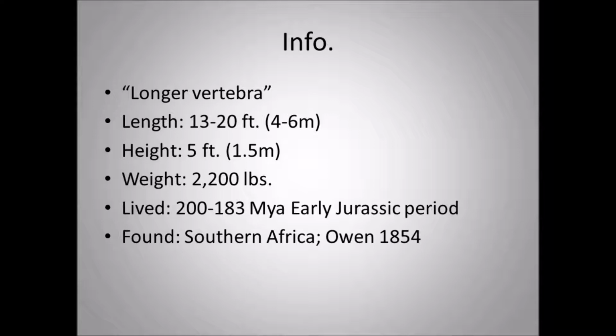Some information about it, Massospondylus. Massospondylus means longer vertebrae, length 13 to 20 feet or 4 to 6 meters, height 5 feet or 1.5 meters, weight 2,200 pounds, lived 200 to 183 million years ago in the early Jurassic period, found in southern Africa, and was described by Sir Richard Owen in 1854. The guy that coined the word dinosaur actually got to describe Massospondylus, which I think is pretty cool.